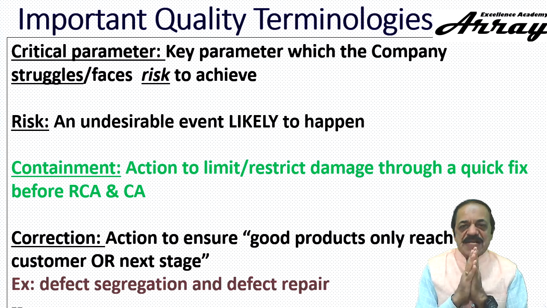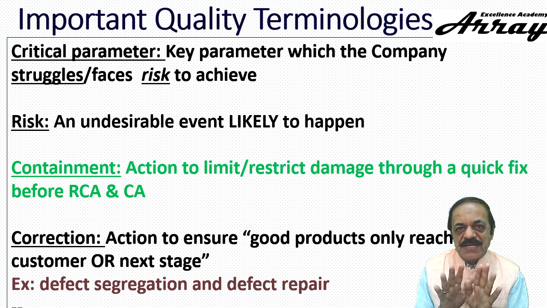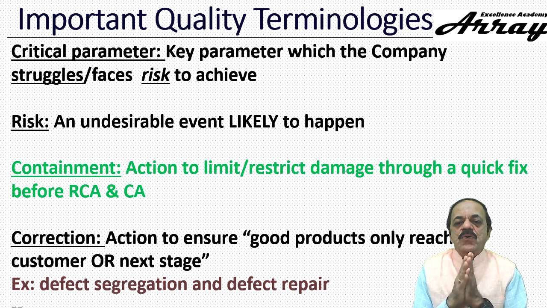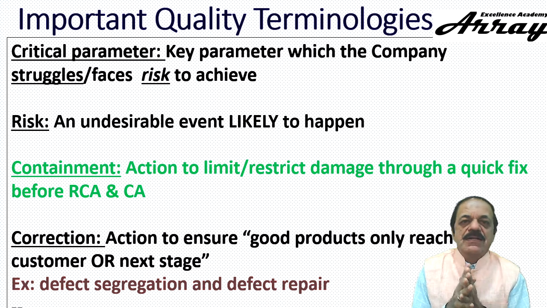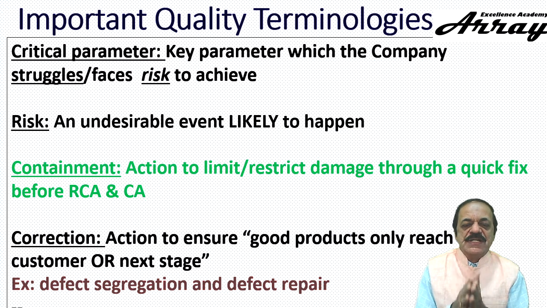Next comes correction. Now, in this containment, I talked about defect segregation and defect repair. This is called as a correction. It is not corrective action, it is a correction. Defect repair is a correction. What is a correction? Action to ensure only good products reach the customer, or the next stage of production, is called as correction. So we understood now defect repair is a correction.